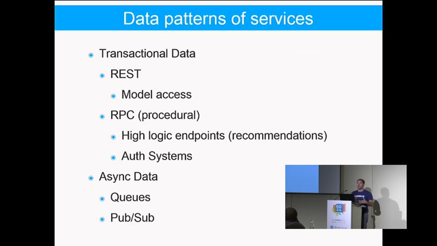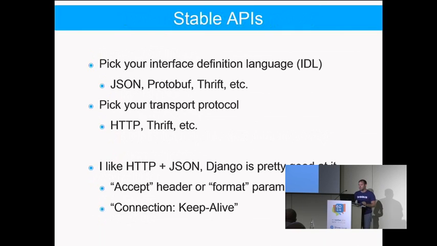Then REST works really well. It's CRUD semantics against a model. If you need to do something where you're combining data and math or logic to say, hey, recommend something to me or can I do something, then RPC is a model that works really well, and that's a more procedural thing. If your response is the same every time, then REST might work well. That's the way that I think about it. Then asynchronous data maps really well to queuing systems or pub-sub systems. It's really good when you have high CPU or long-running workloads that you can't do in a web request cycle.